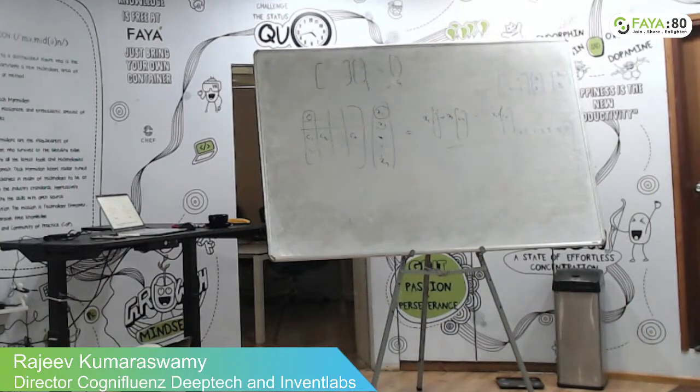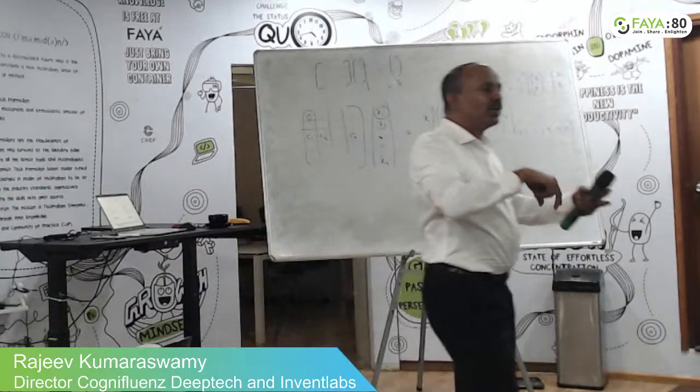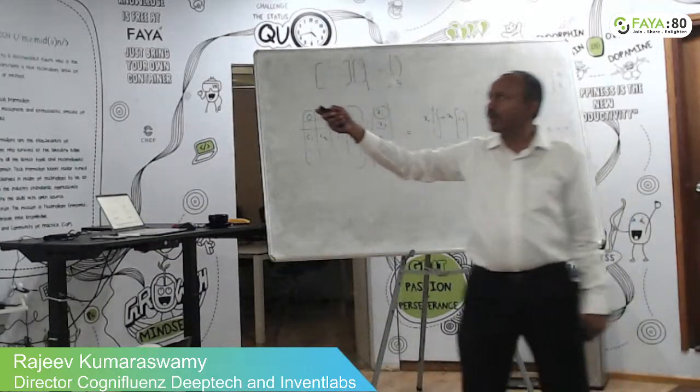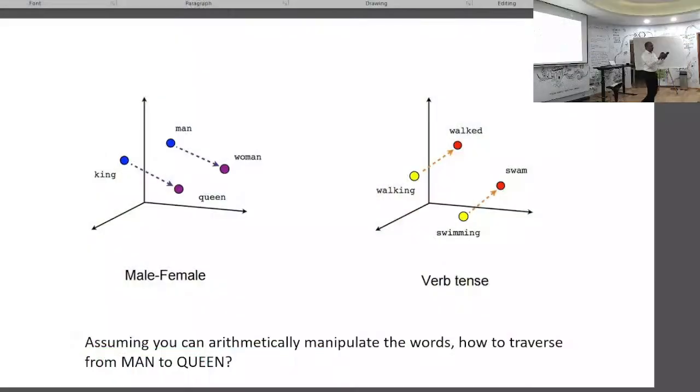How man is related to king, the same way queen is related. So you can do it arithmetically, you can go around the space. You can take king minus man. There are two numerical vectors, so king minus man is a vector. You add it to woman so that you will get the queen. Same way you can traverse all.